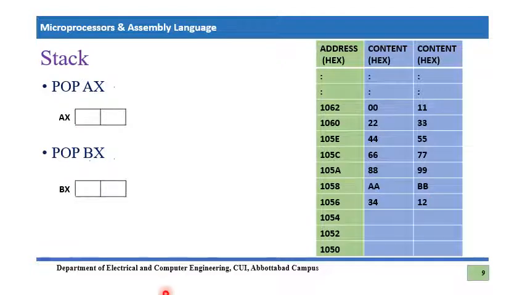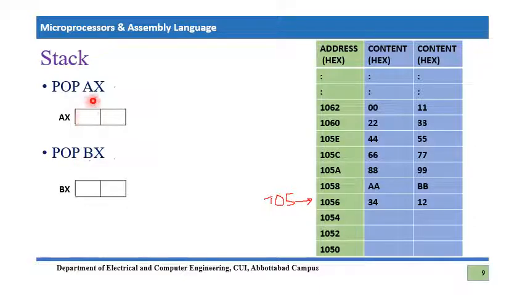Okay, in the last slide we executed the push AX statement, and our top of stack was moved from 1058 to 1056, because since we have pushed certain information, our top of stack or stack pointer should be decremented by 2. That is what we have seen here. So what is given in this slide, we are asked to execute the pop AX statement and the pop BX statement, and we are going to execute them one by one.